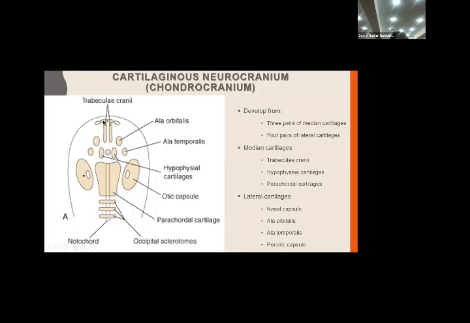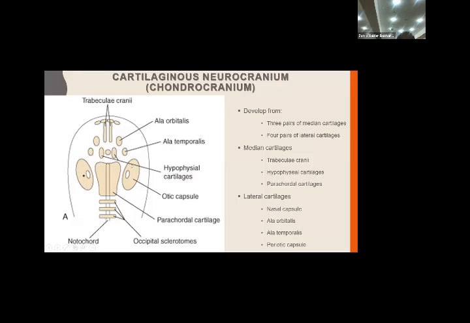ये lateral cartilages हैं, इसका लेबल नहीं किया हुआ, but this is the nasal capsule. अच्छा, एक बात याद रख लीजिए कि ये जो lateral cartilages हैं ना, they develop around the sense organs. आपकी you have 5 senses, ठीक है? So around the sense organs, ये nasal cartilage है, ये ala orbitalis है, देख लीजिए ala orbitalis है, ये ala temporalis है, and this is the otic capsule या periotic capsule, दोनों नाम सही है.